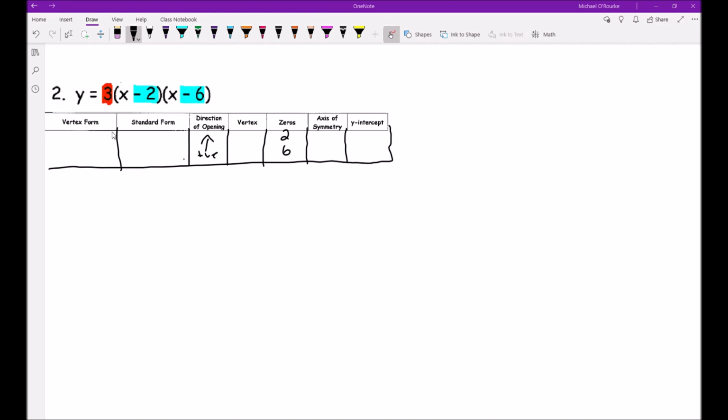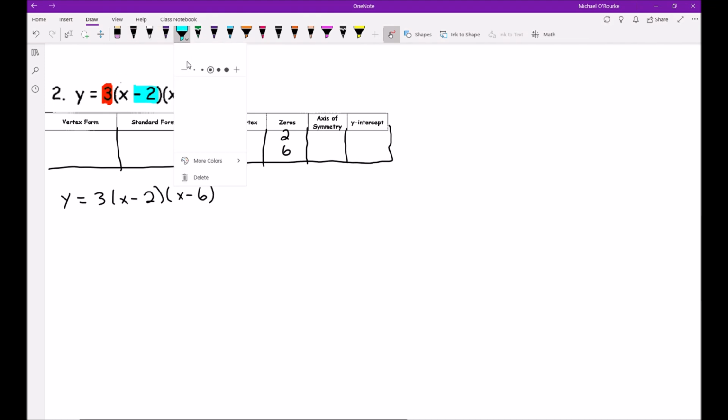So let's go to, can we jump straight from factored to vertex? Yes or no? What do we think? If we want vertex, and we have factored, we need to make it into standard form first anyways. So we can't jump straight from factored to vertex. We need to go to standard. So let's do that first. Can someone tell me what my first step is in expanding this? What's my first step I have to do?